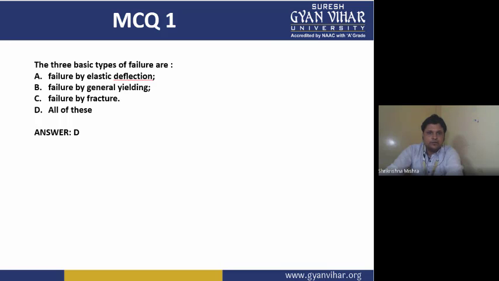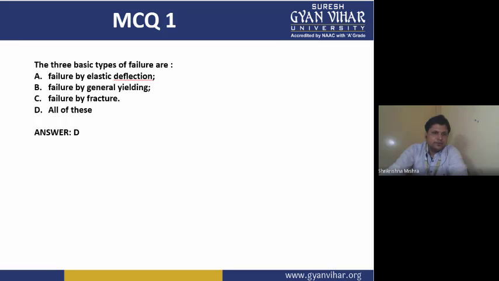All right. So now I am moving into the multiple choice questions part so that we can assess whether we have learned nicely or not. So the first multiple choice question is in front of you. The question says that the three basic types of failure are: A. Failure by elastic deflection. B. Failure by general yielding. C. Failure by fracture.